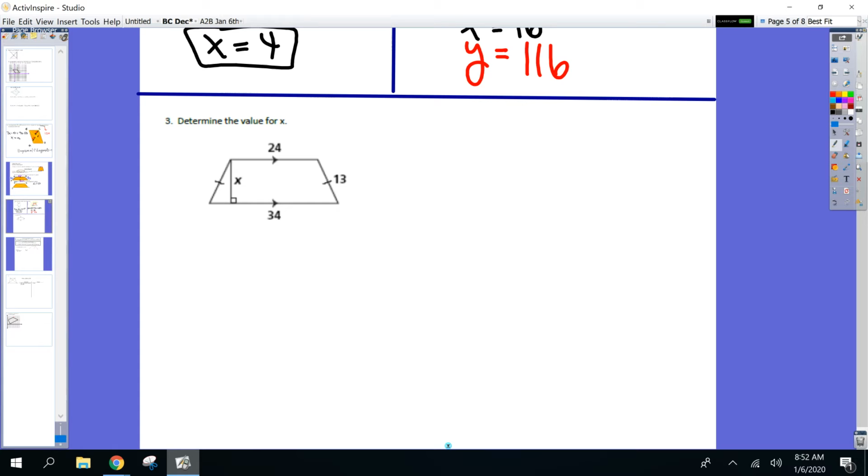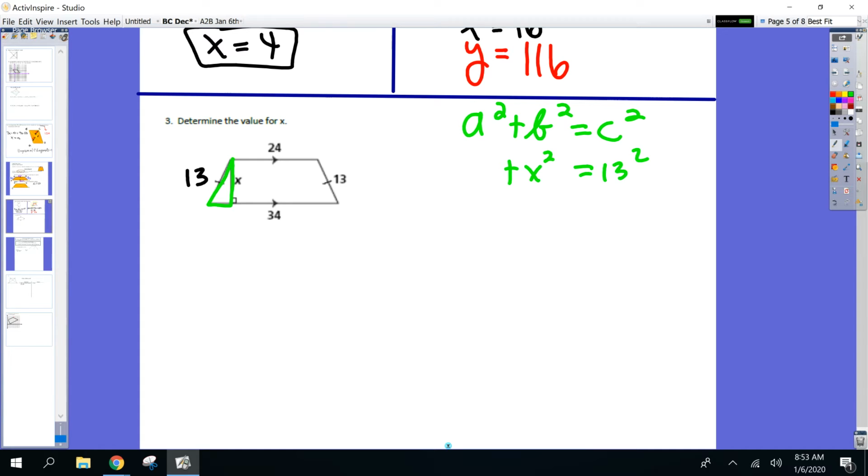This is an isosceles trapezoid, so if this leg is 13, so is this leg. What type of triangle have I created? A right triangle, yeah. I start getting a little excited when I see the right triangle because I can always use the Pythagorean theorem in any right triangle, but I have a little issue here. What's the 13? Hypotenuse or leg? Okay. What's the x? Leg.